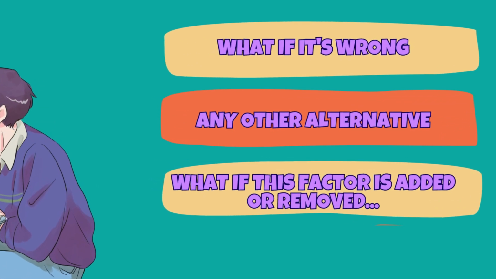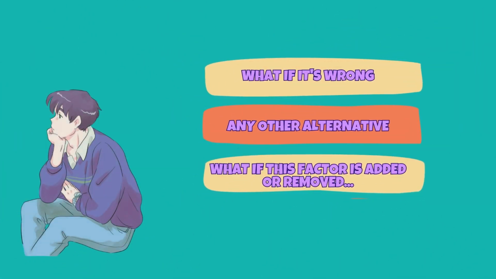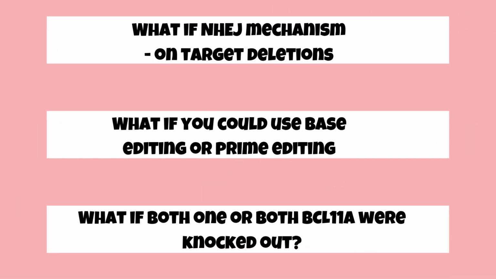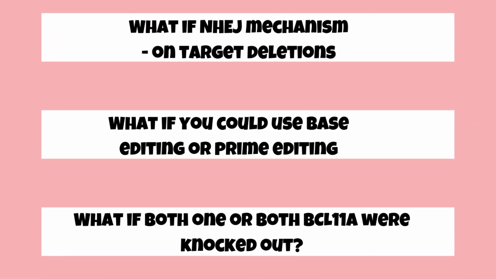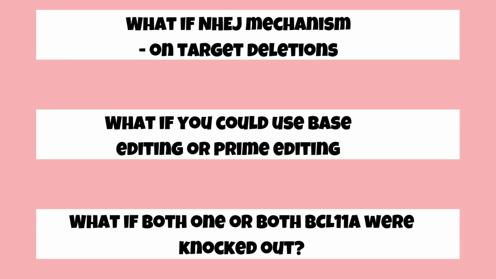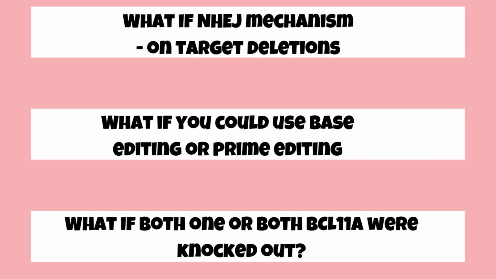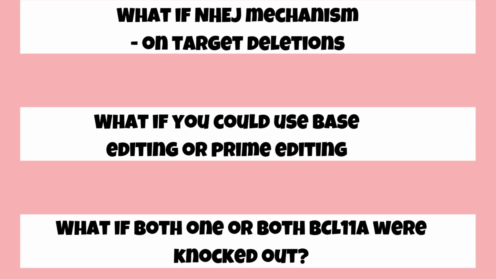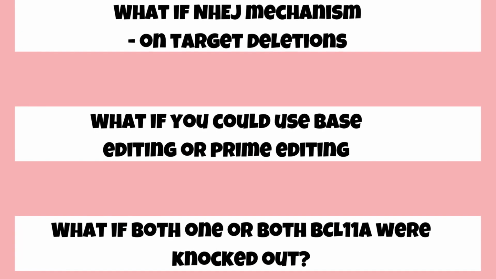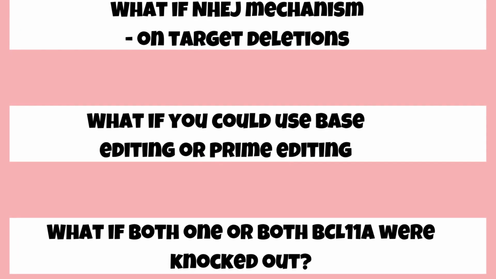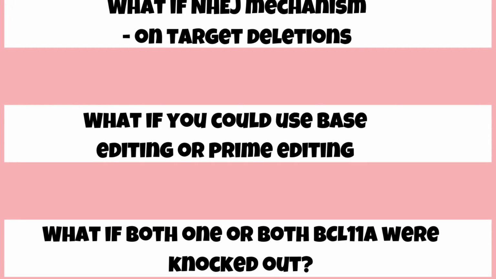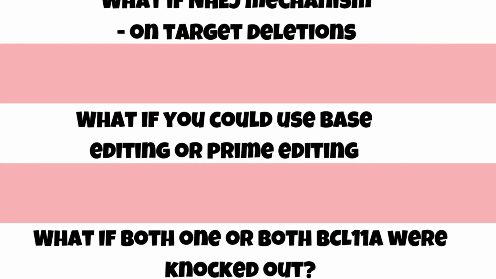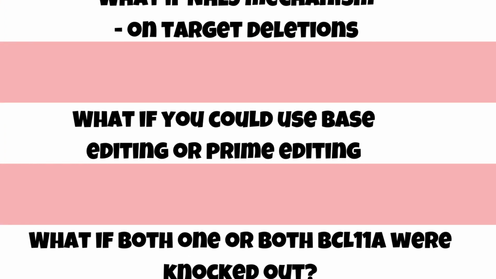Here in this example, you could focus on some of the what if questions such as: number 1, what if the NHEJ mechanism is harmful and leads to on-target deletions? Number 2, is there any other alternative other than the NHEJ repair mechanism? What if you could use base editing or prime editing instead? Will they work? Are there publications in this direction? Will the outcomes be better? And the final question would be: what if one or both BCL11A genes were knocked out? Is there any kind of problem?